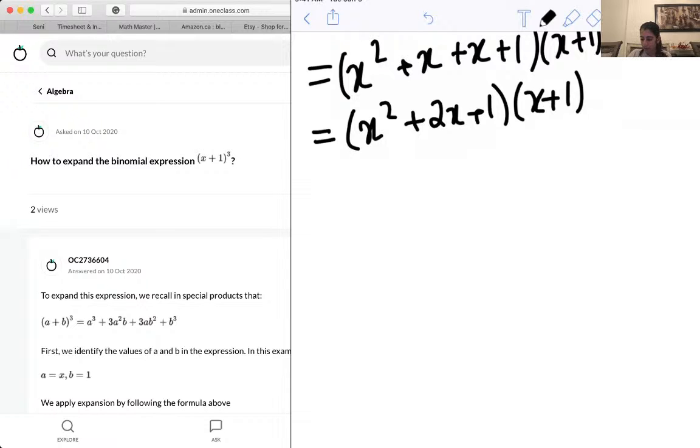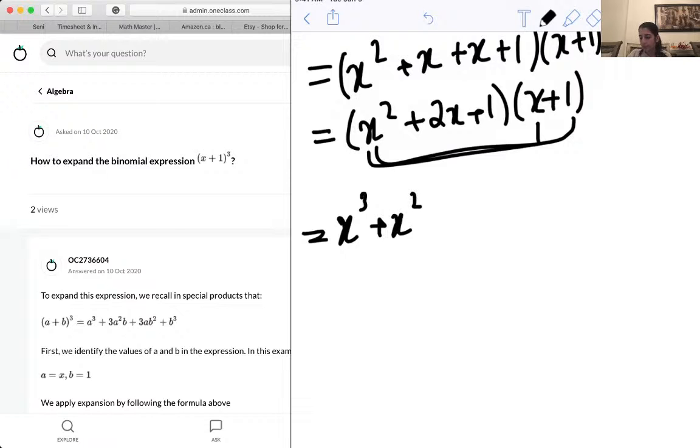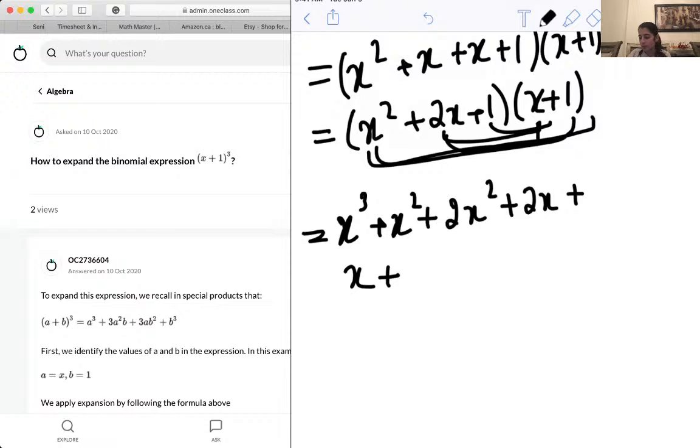Then we can start multiplying using the full method again. So x squared times x is x cubed. x squared times 1 is x squared. 2x times x is 2x squared. 2x times 1 is 2x. And 1 times x is x. 1 times 1 is 1.